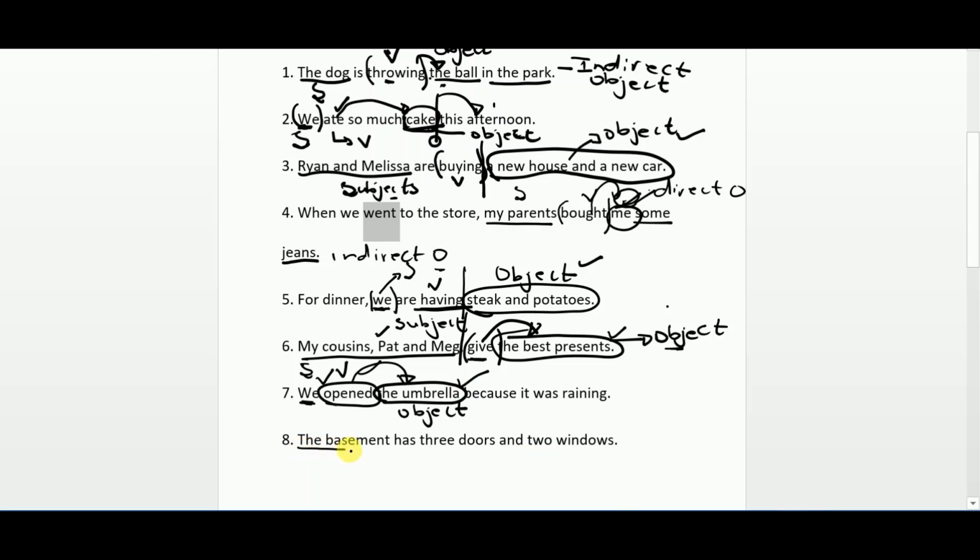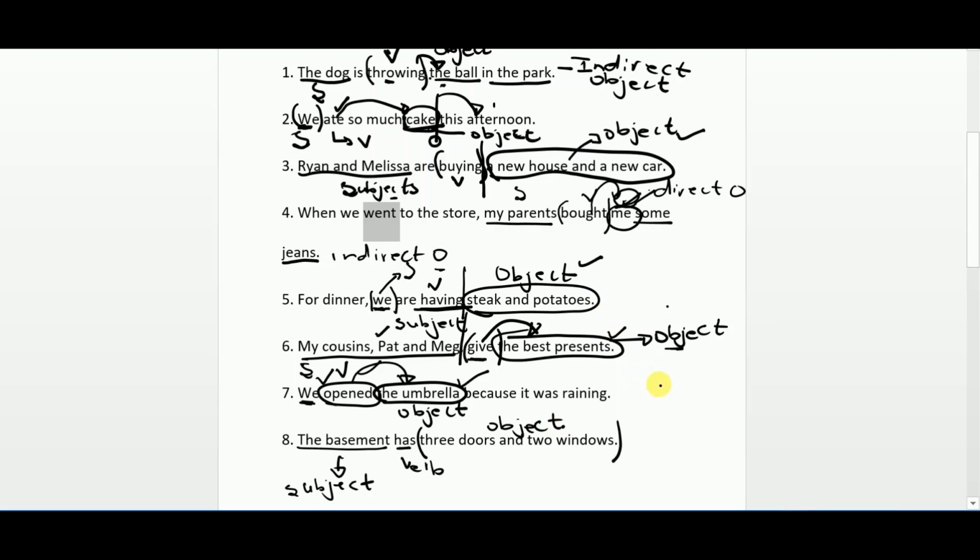And the last sentence, the basement has 3 doors and 2 windows. What are we talking about here? We are talking about the basement. So the basement here becomes our subject. We've got our subject. And then has acts as a verb here. It acts as a verb. What does the basement have or has? It has what? 3 doors and 2 windows. In totality, it becomes our object.